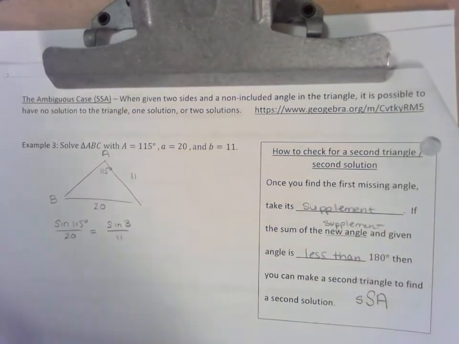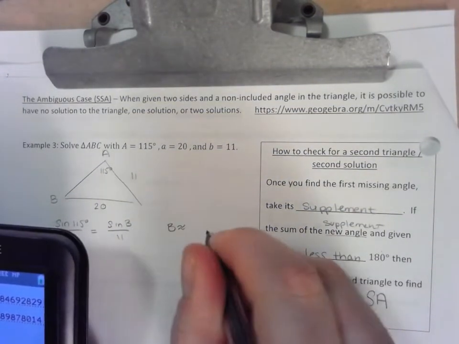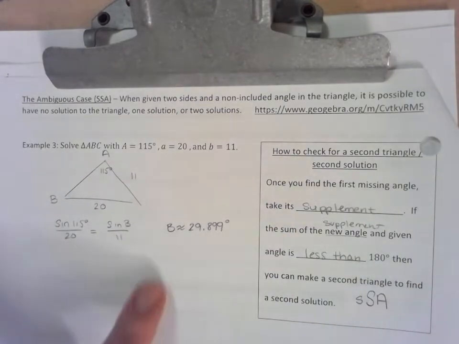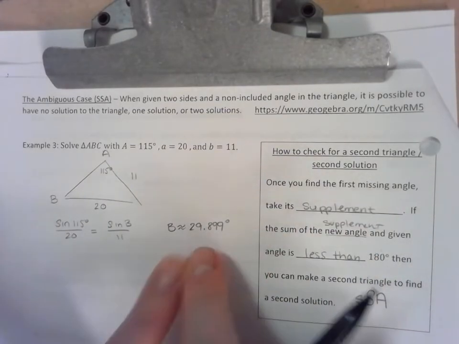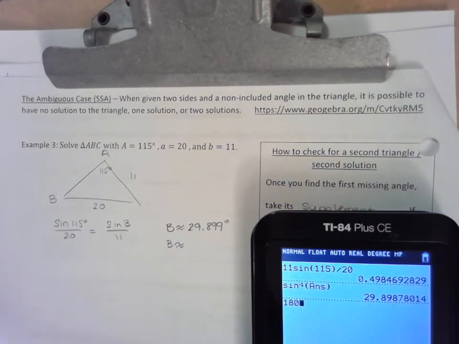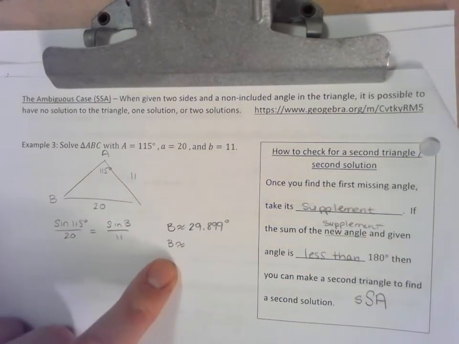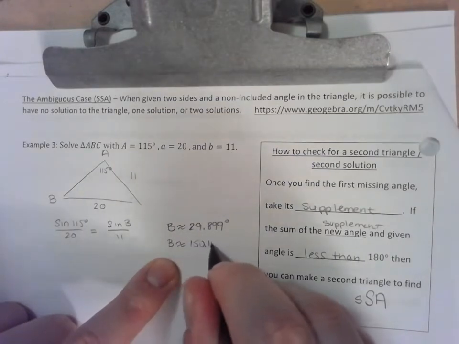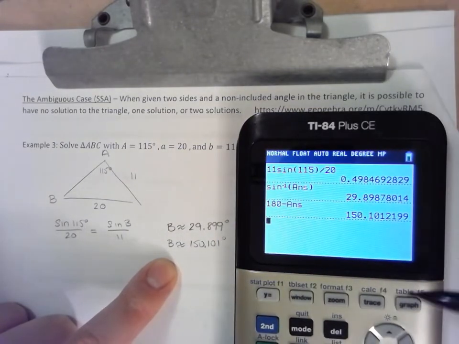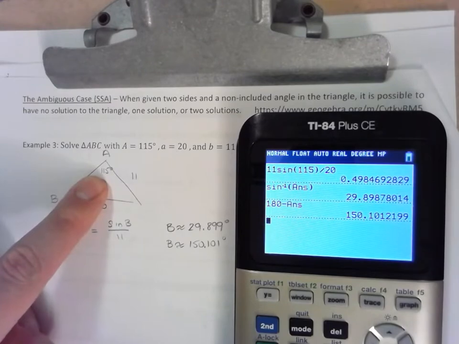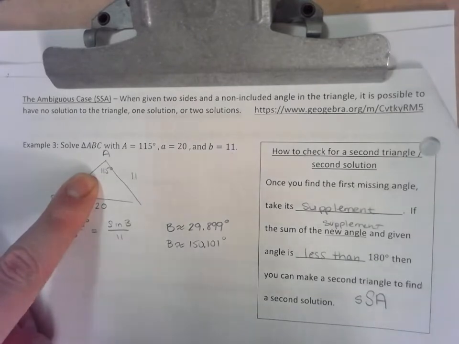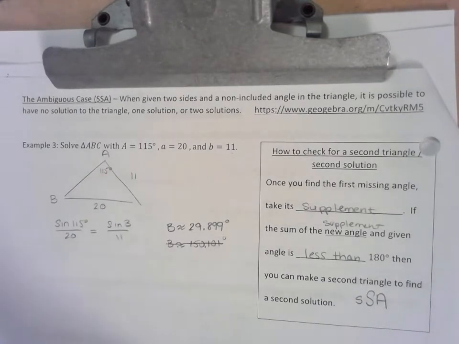So let's call this B. Angle B is approximately 29.899 degrees. So I next want to take the supplement of B and determine if it's possible. What is 180 minus this answer? 180 minus this answer was 150.101 degrees. If I take the supplement and the original angle, add them together, is it less than 180? The answer is no. It's not less than 180. So only one triangle is possible.